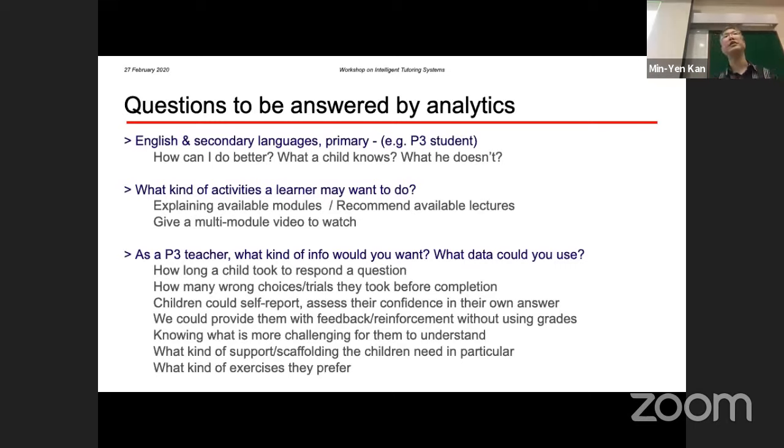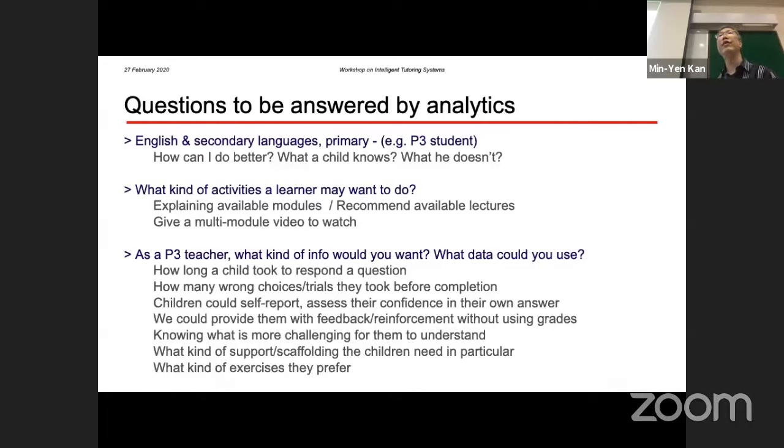So we tried to make this a little bit more concrete. We said, for, let's say, a primary 3 student or teacher, okay, my son is a primary 3 student, he's in UT primary. So what type of data would we want, right? How long did it take a child to respond to a particular question in a digital environment? How many wrong choices did they make? Maybe we could ask the children to self-report. We could provide them with some type of feedback or reinforcement without using grades. I think that's definitely on the minister's agenda.